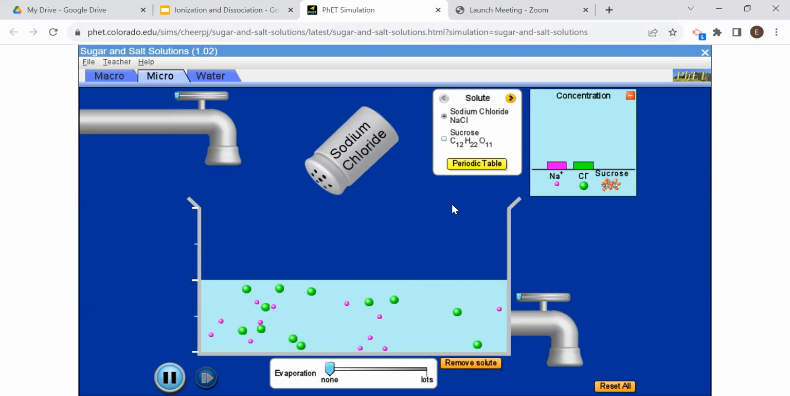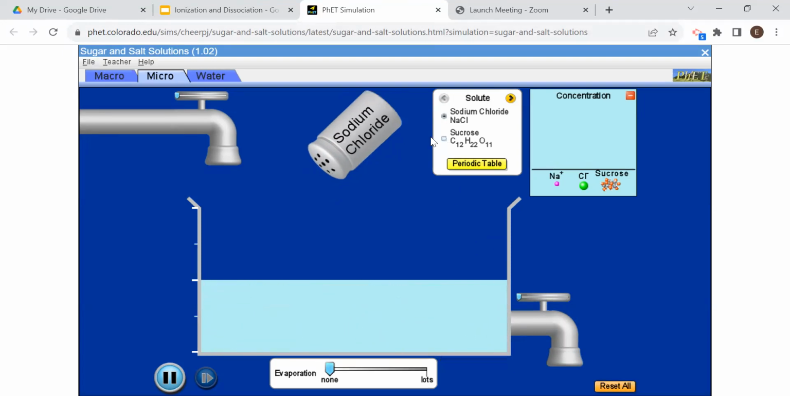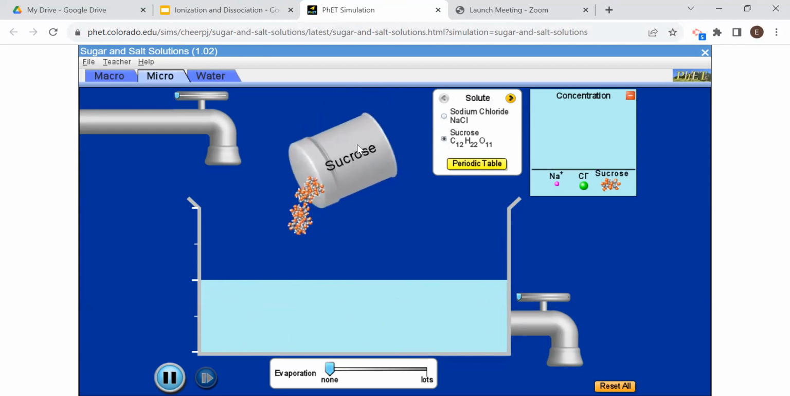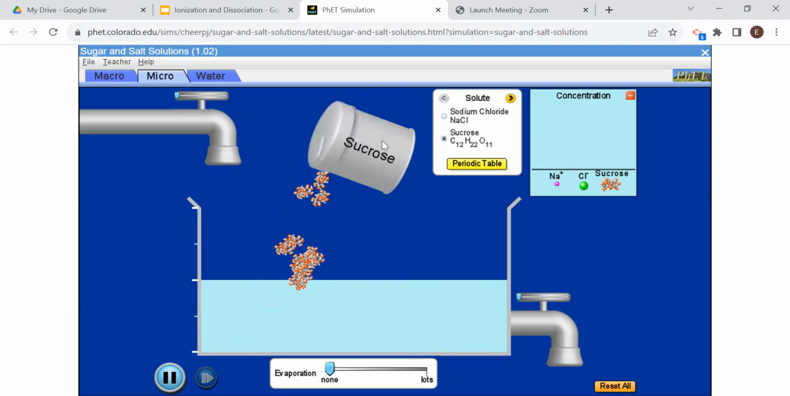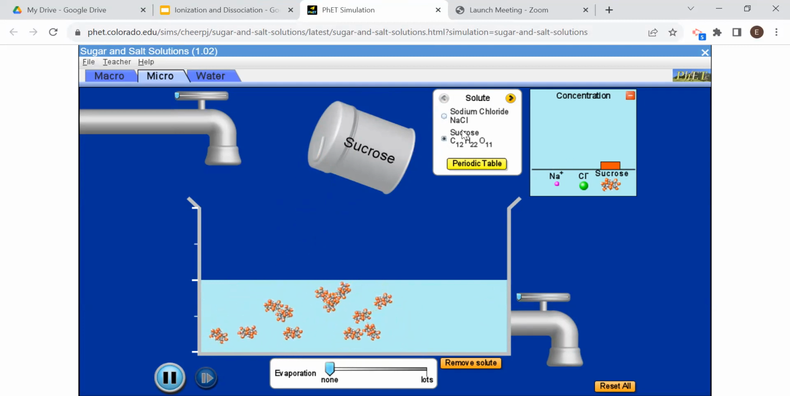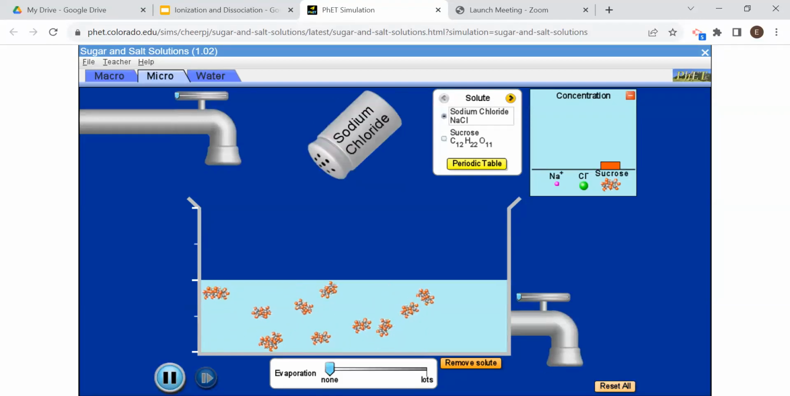Okay, now let's reset. Let's dissolve sucrose. This one didn't break apart. Then the question we ask ourselves, what's the difference between these two compounds? What's the difference between them? So from what we did earlier, we know sodium chloride is ionic. It's an ionic compound.